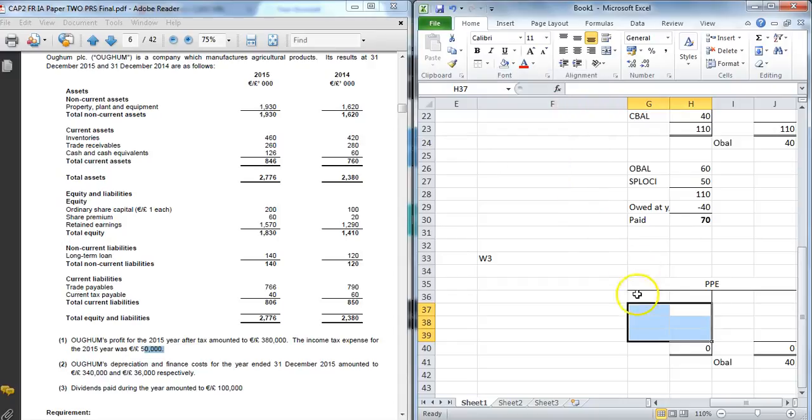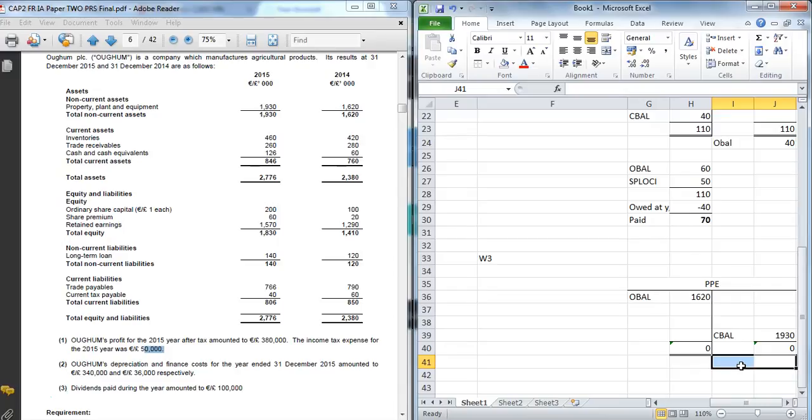Just change them to white. So if we have an opening balance here, this is the kind of logic you need to use: 1620, and then we have a closing balance here of 1930. We're trying to figure out then what helps explain that movement.